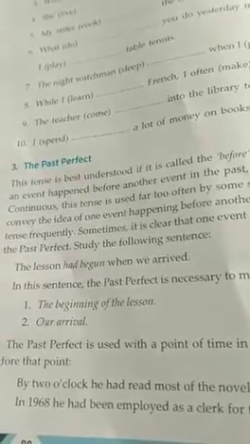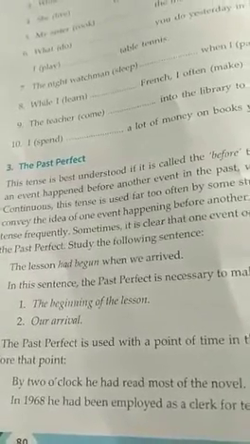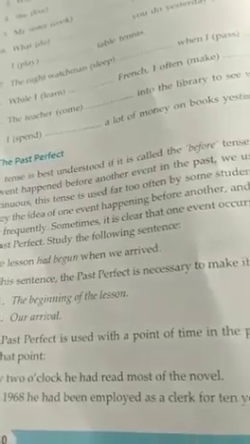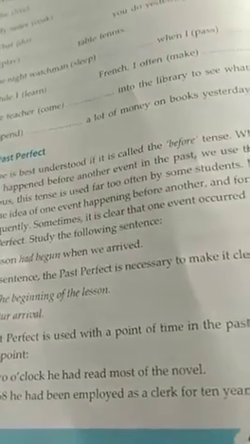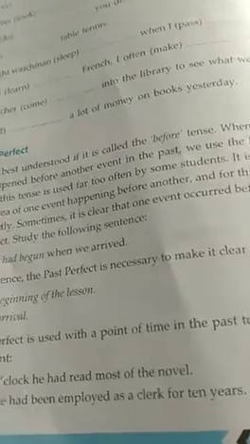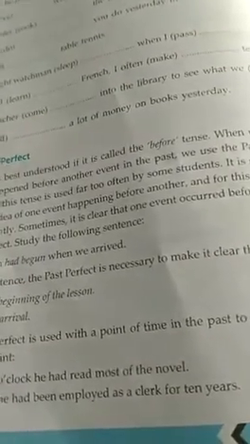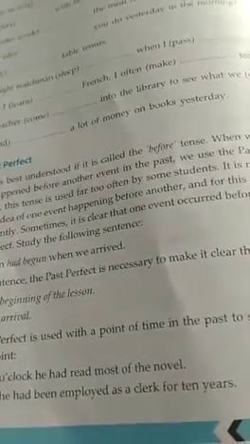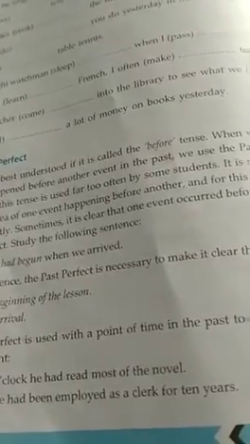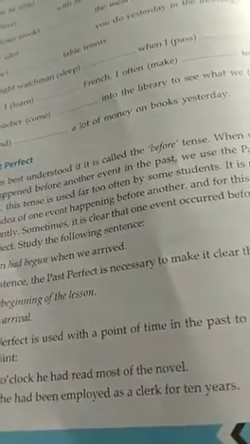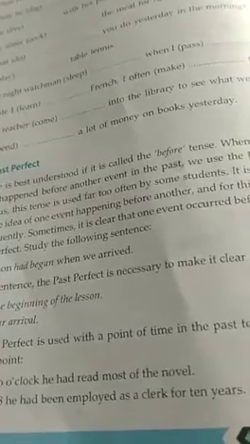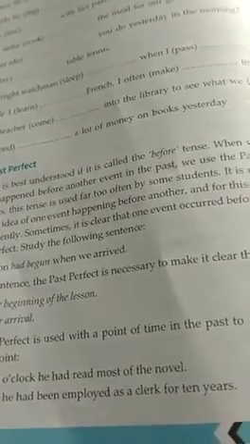Hi students, let us continue with lesson number 5, the new topic, that is the past perfect. Past perfect tense describes an action completed before a certain point of time in the past and before another action began. In other words, when an event happened before another event in the past, then we use the past perfect tense.